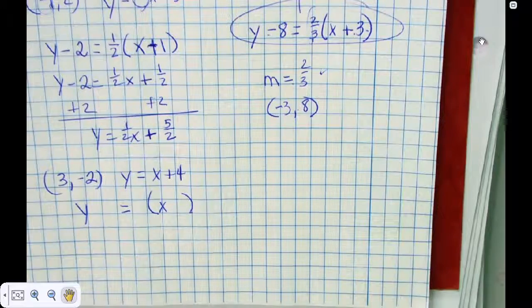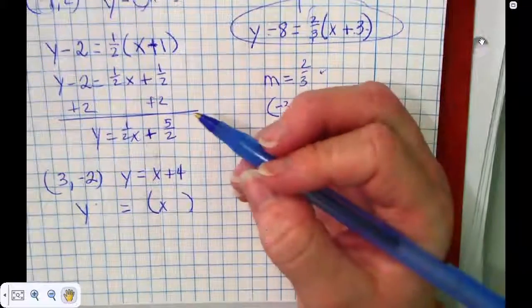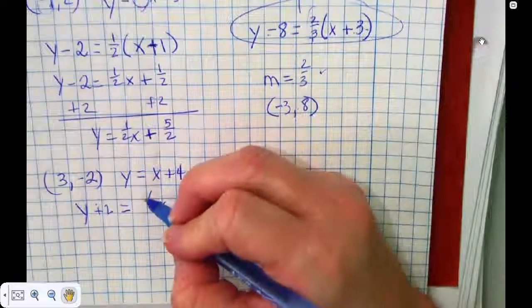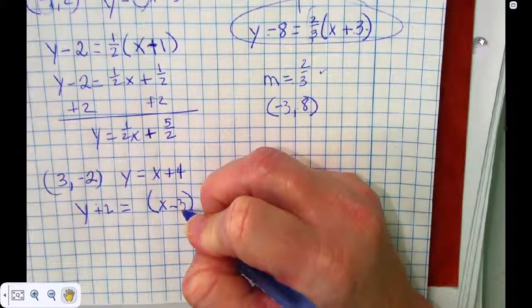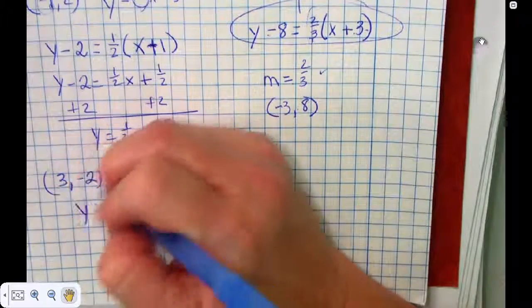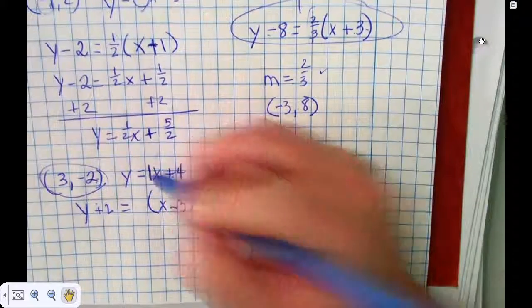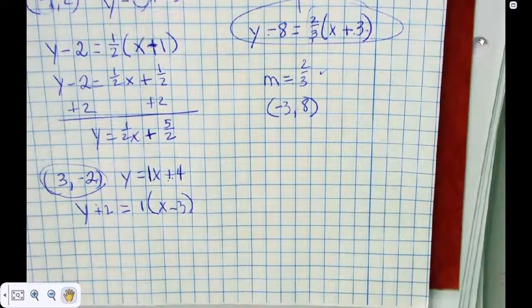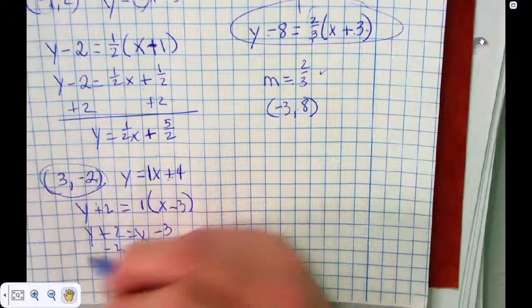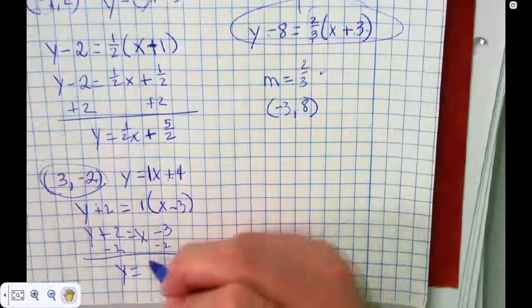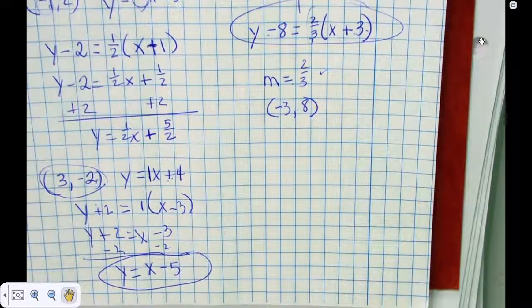You already have it, huh? Surely. So y, come on, y plus 2 equals, you need x minus 3? Look, you're using your point over here. All you're needing this for is the slope. And you can put 1 there. You don't have to, though. And so y plus 2 equals x minus 3. Subtract 2. Y equals x minus 5. See?